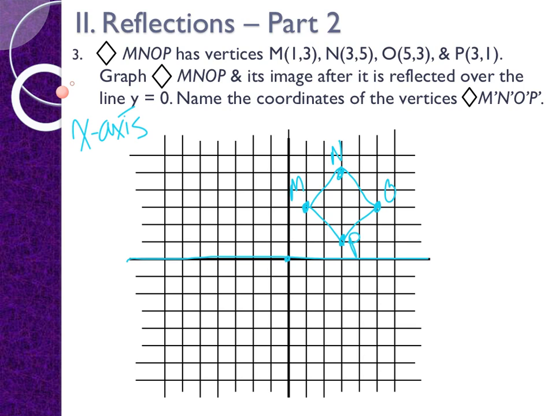And also, while we know it's the x-axis, because y equals 0, y equals any number is going to be horizontal. Okay, so it's going to be over the y-axis. So what I'm going to do is just count each of my points. My M is 1, 2, 3 above, so it'll be 1, 2, 3 below. So M prime. P is 1 above, so it'll be 1 below. N is 5 above, so 5 below.